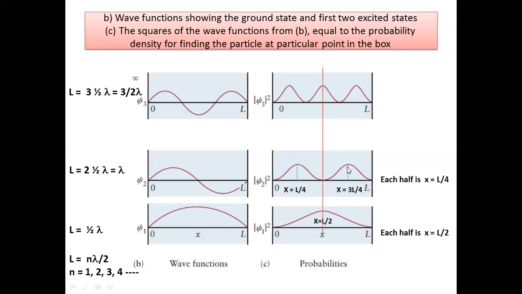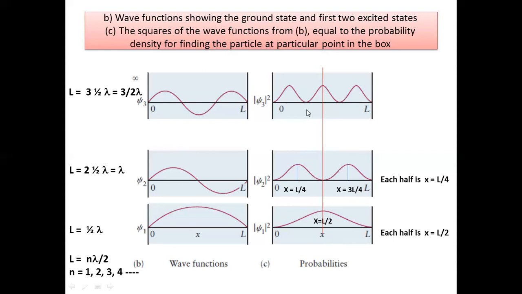So what is the position of X over here? This is L by 4, and this is 3L by 4. So if I ask where is the maximum probability of finding the electron in energy level 2, you say it is at X equal to L by 4 and X equal to 3L by 4. So there are two positions here. At energy level 1 there is only one position.